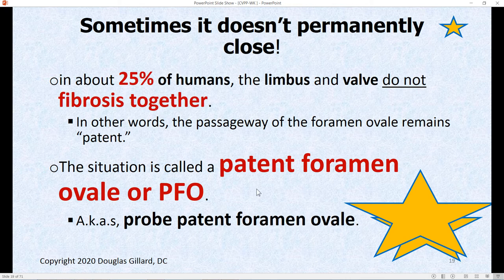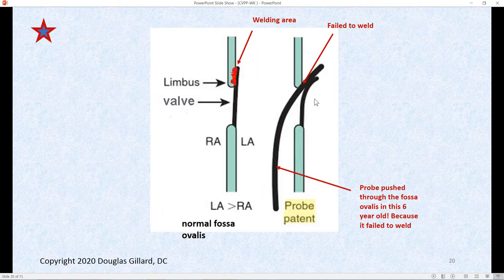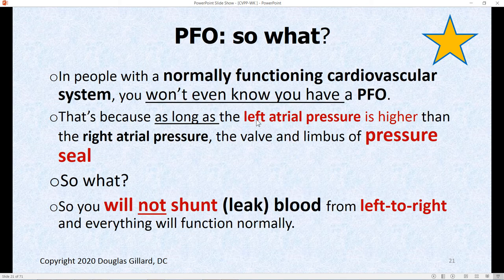There's definitely people listening to this video who have no clue that they have a probe patent foramen ovale. And the term comes from medical terminology, or even started in cadaver lab, where the students noticed that they could push a probe right through the fossa ovalis in some people and not in others. And soon they figured out, oh, some of them never fibrose together like you're supposed to here. So there's a probe patent foramen ovale.